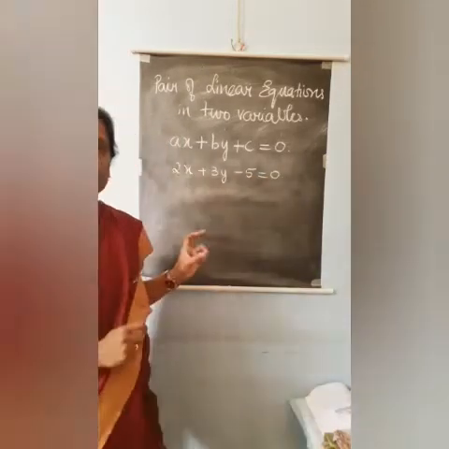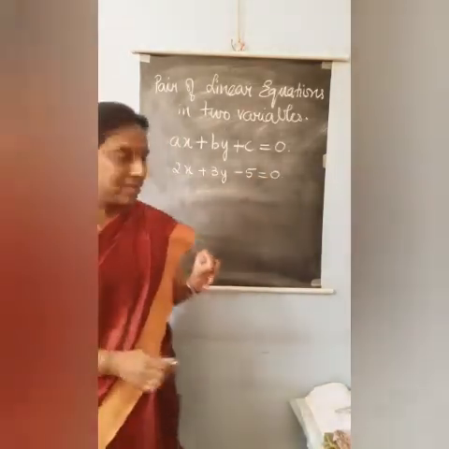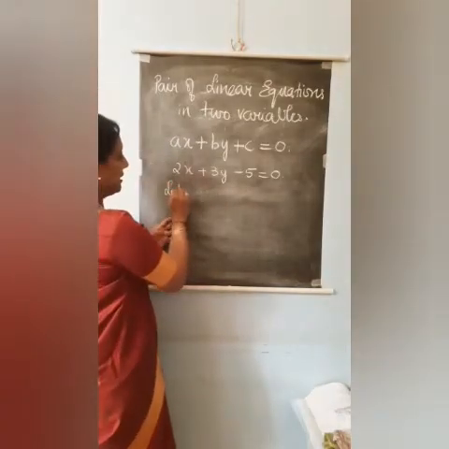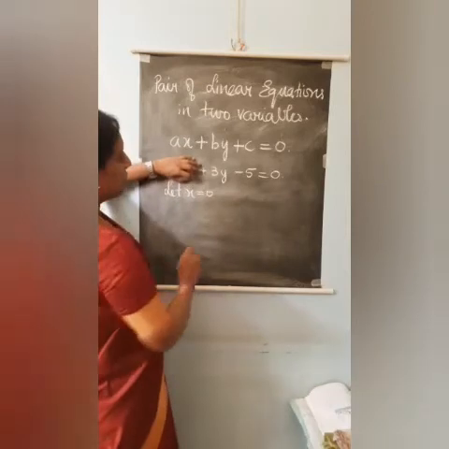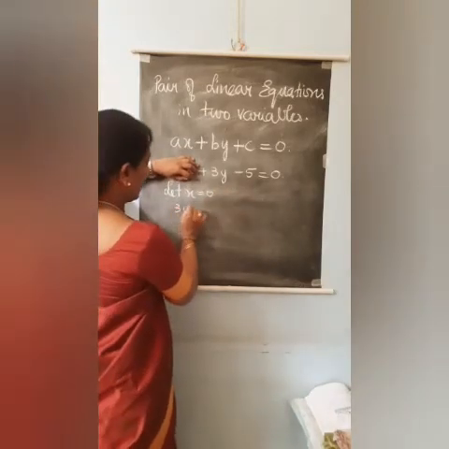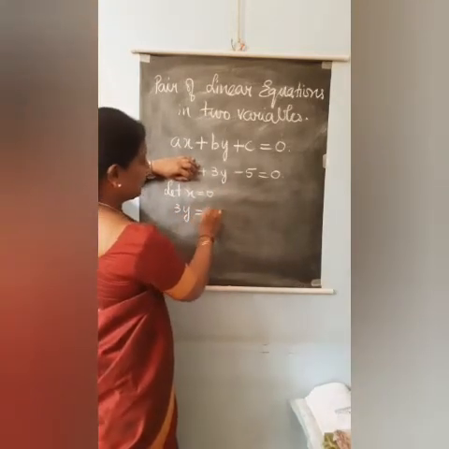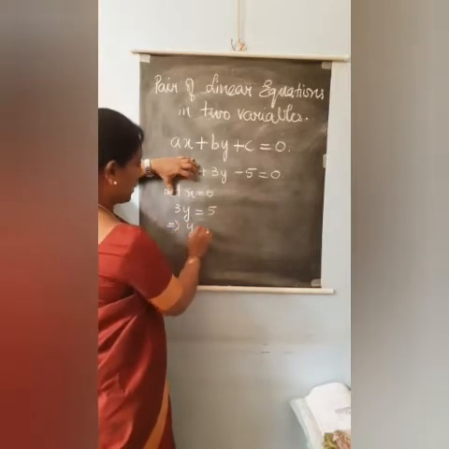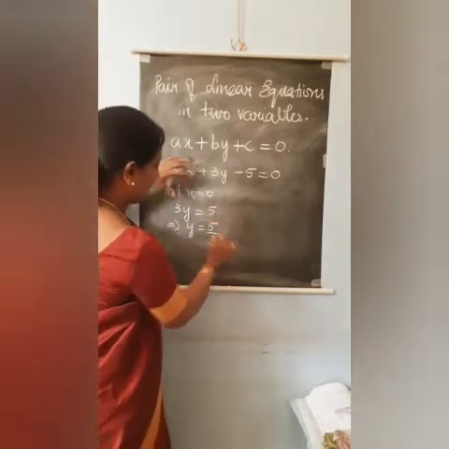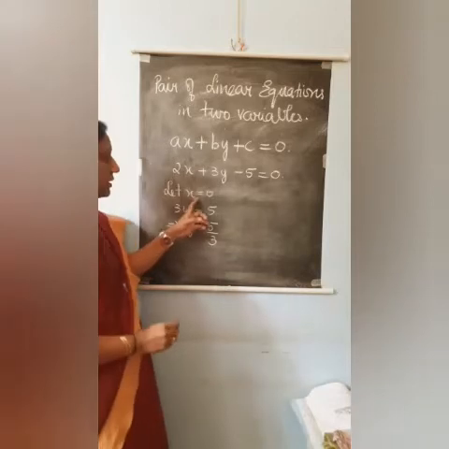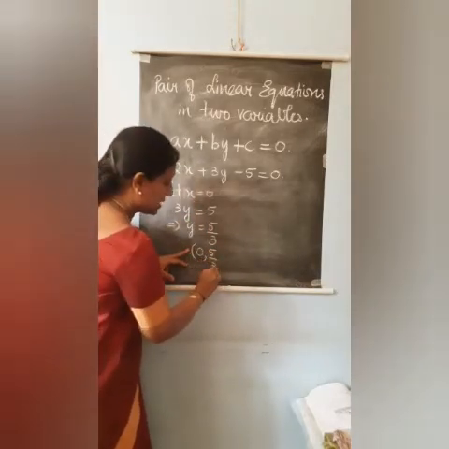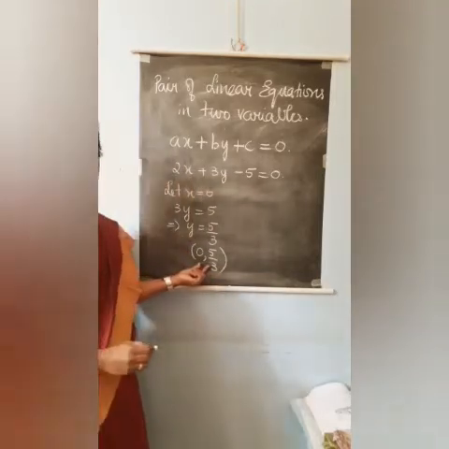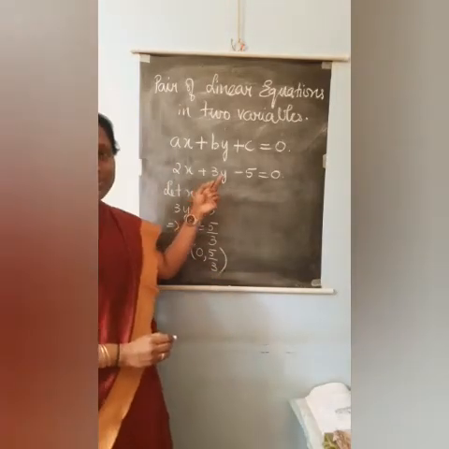What did we do? We gave values for x. We said let x equal to 0. When x was equal to 0, what did we get? We got 3y is equal to 5. That implies y is equal to 5 by 3. So the point we got was (0, 5 by 3). This was a solution of this equation.